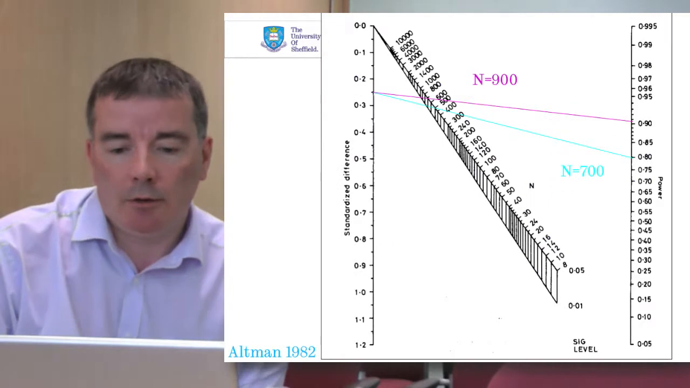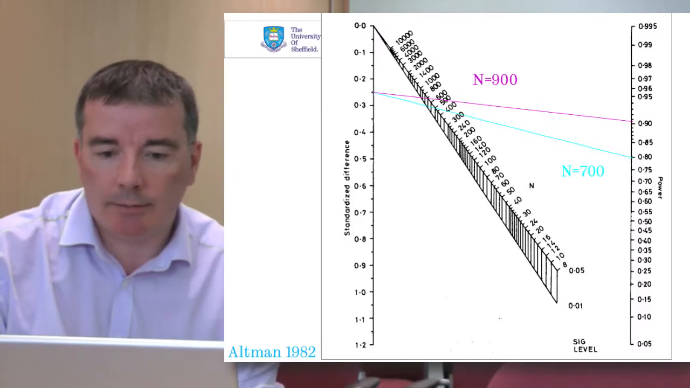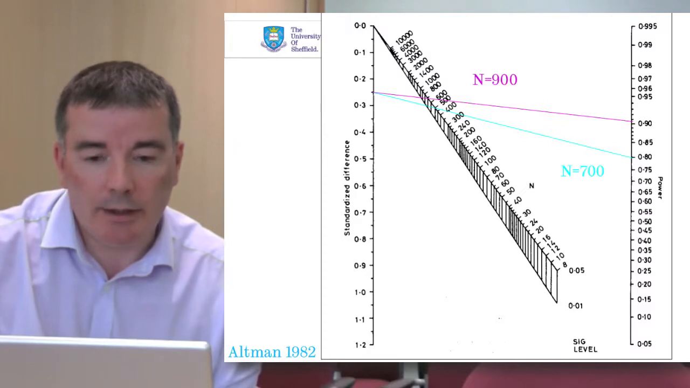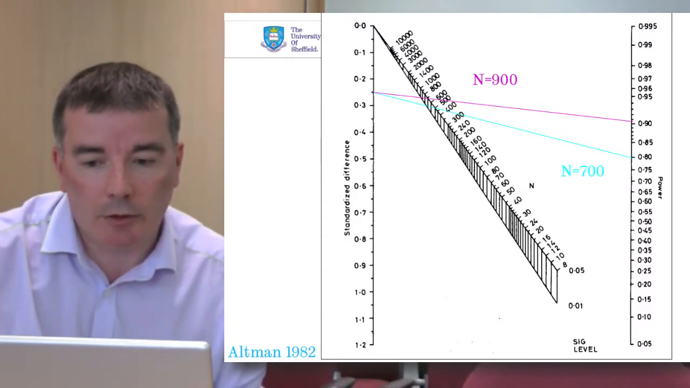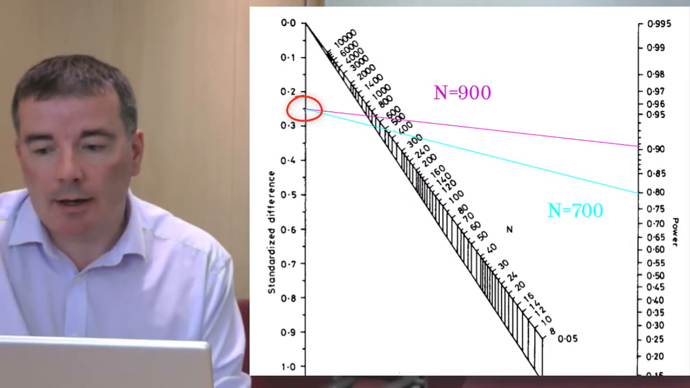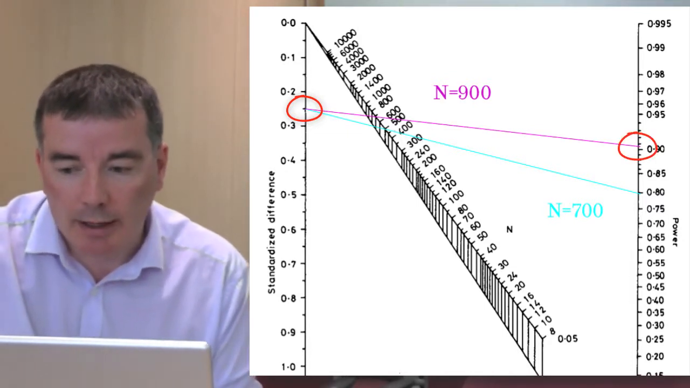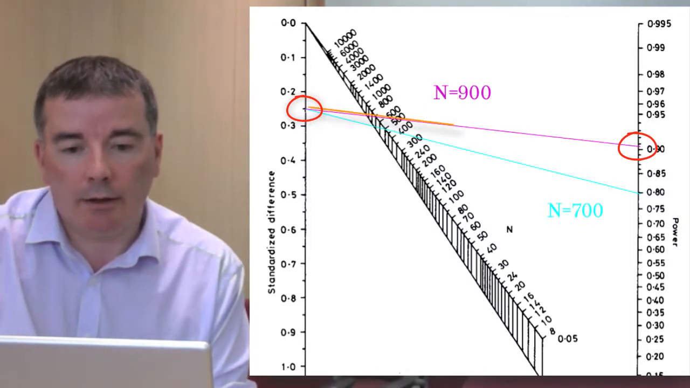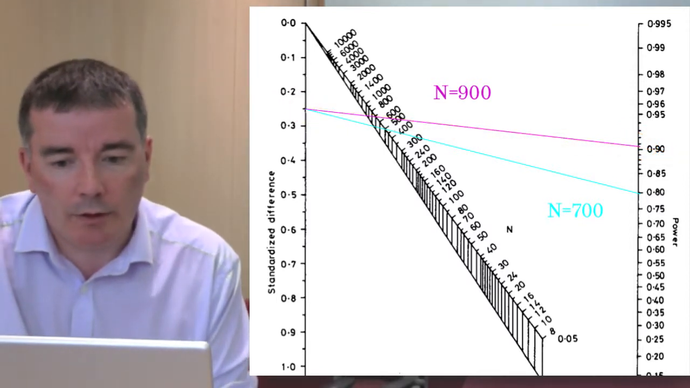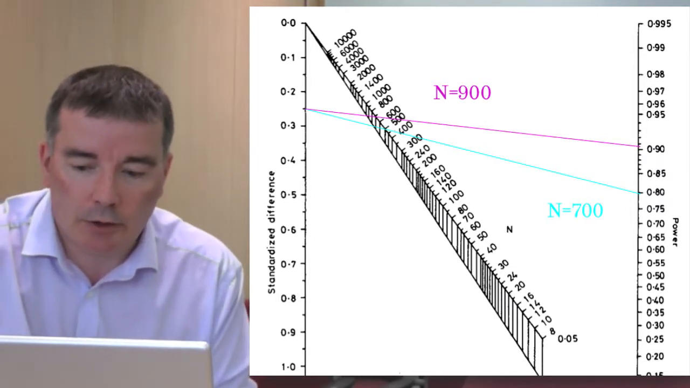And this is the nomogram drawn from Altman's book on statistics. What we see here is a standardised difference, and we had already calculated that to be 0.25, and then on the other side of the graph we have the power, and we had decided we'd have it at 0.9, which is the pink line. You then draw a line linking your standardised difference to the power you've decided you want, and where that cuts the lines down the middle tells you your sample size.